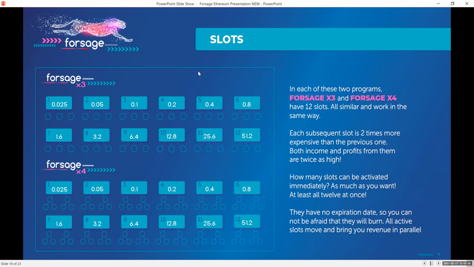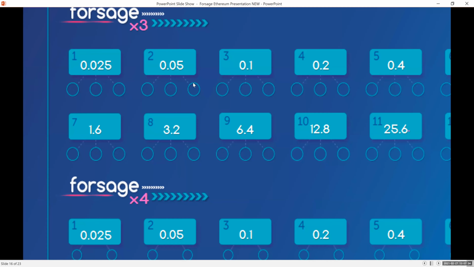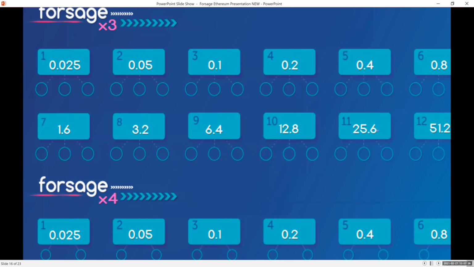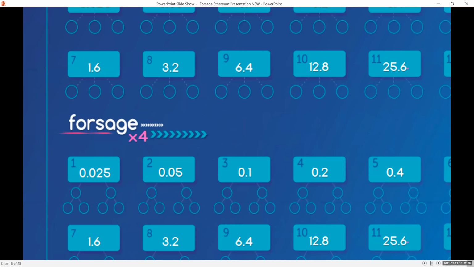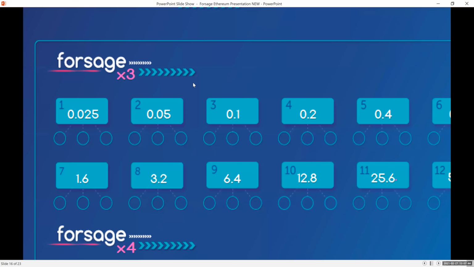X3, for example, let me just blow it up a little bit. X3 has 12 rooms, room 1, 2, 3, up to 12. Now, X4 also has 12 rooms. And another thing that you need to notice is that X3 has some numbers. Those numbers in white are, oh, my cursor is back.